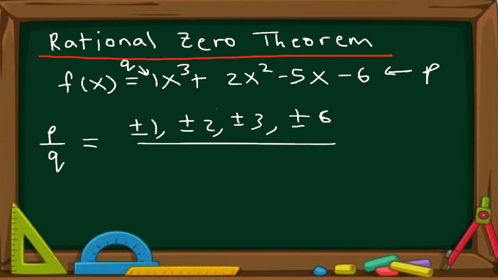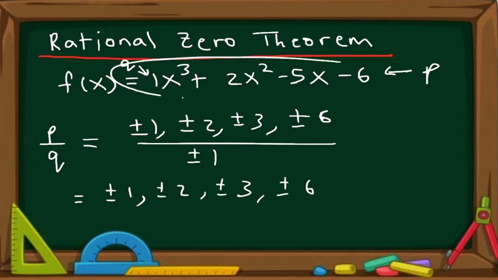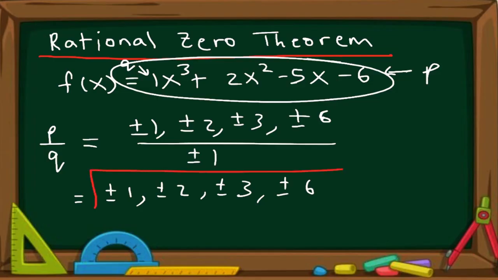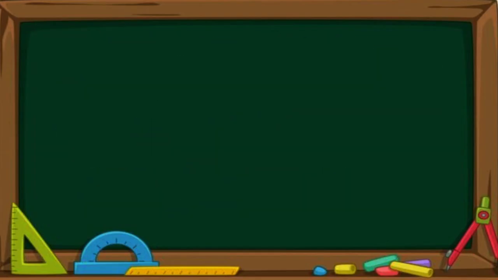Now, factors of the leading coefficient 1 is just plus or minus 1, and any number divided by 1 is itself. So therefore, the possible rational zeros are 1, 2, 3, and 6. So if we set this function equal to 0, then the solutions to that equation will be some of these numbers listed here. So let's go ahead and do that.